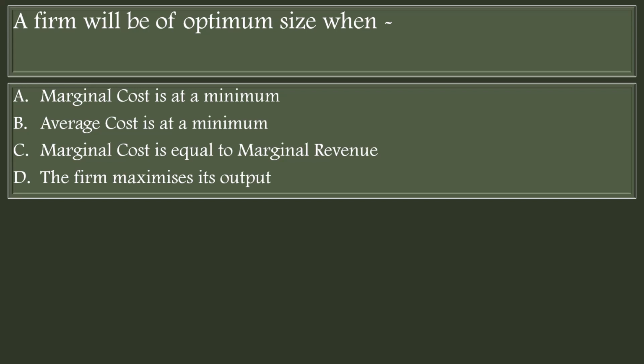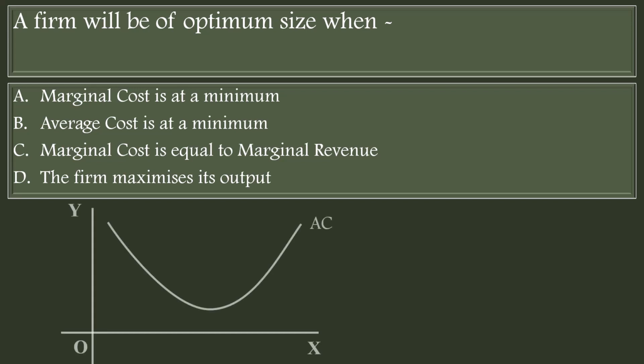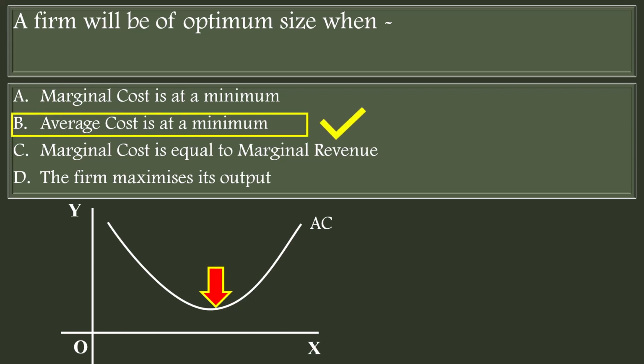This question is very simple, direct and straightforward. Look at this graph. Of course, a firm will be optimum size when its average cost is minimum. This we all know. Option B is correct.